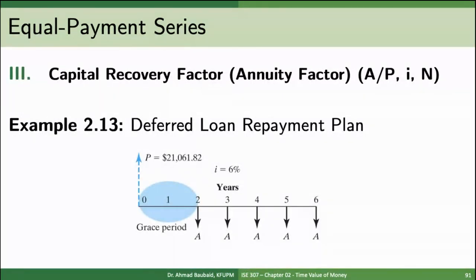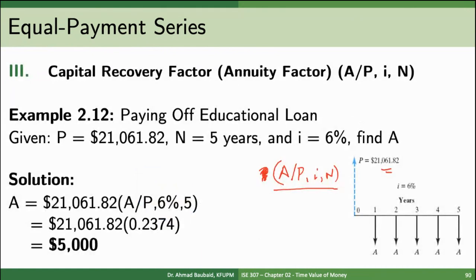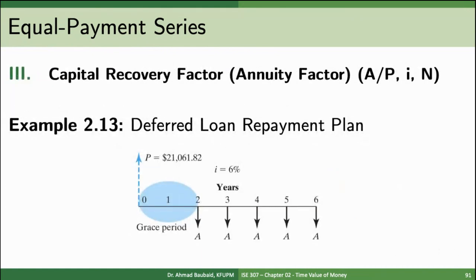Okay, so here's a little bit of a twist on this previous example. Suppose this is the same example as before. The amount is the same, right? P is 21,061.82, same thing. But here it's saying, suppose you negotiate with the bank and say, can you please defer or delay my first payment? And the bank says, yes, I can do that.